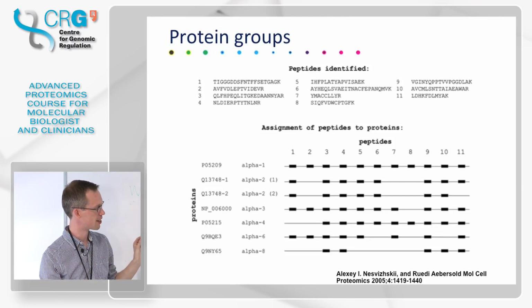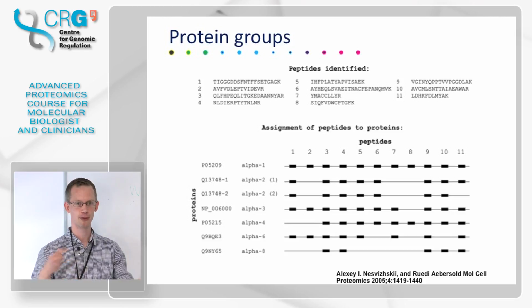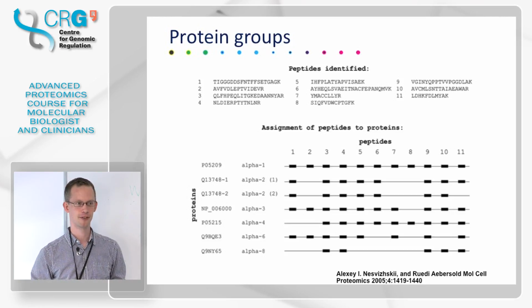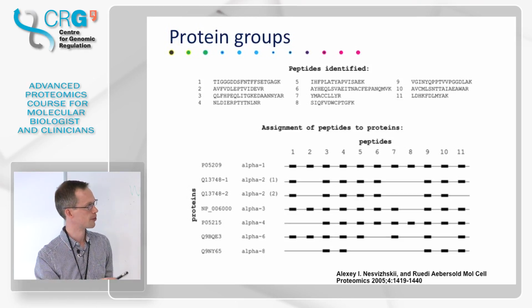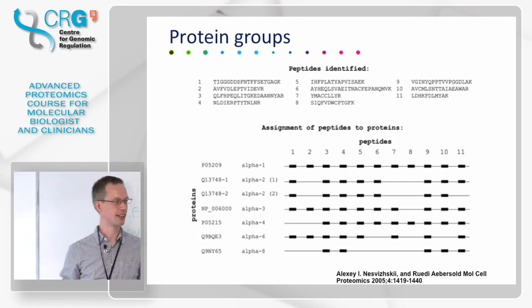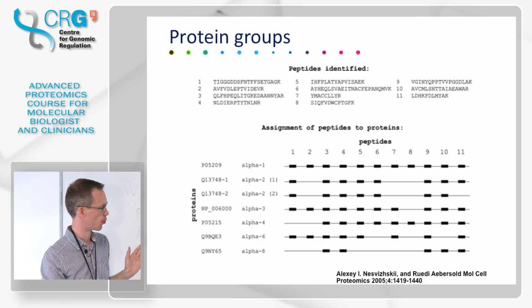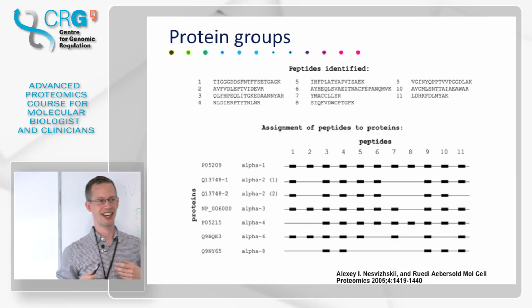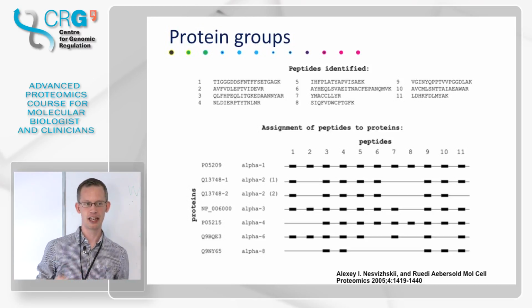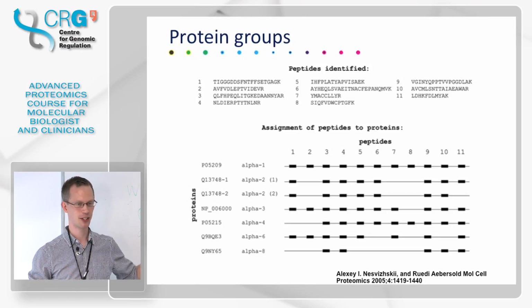And sometimes combinatorics can make up for some. Sometimes it's not that important, sometimes it's really important. It's a very important thing to know about this protein group feature. It's a shortcoming of shotgun proteomics. These are mostly isoforms or splice variants, and it may not matter for your biological conclusion, but it may. So this is just something you should know.